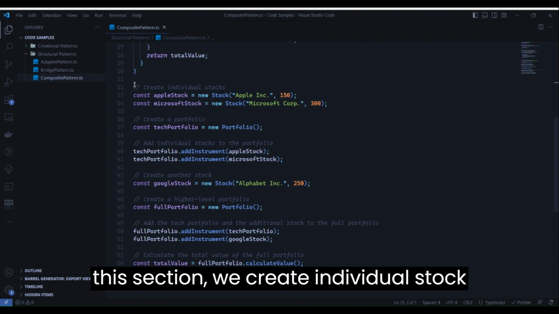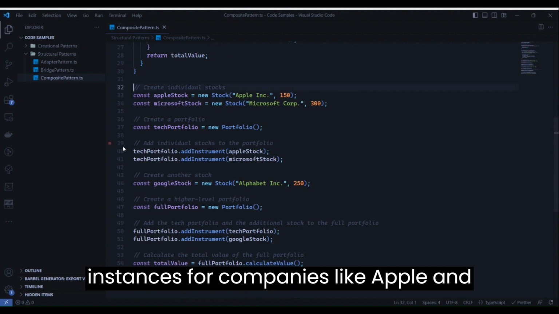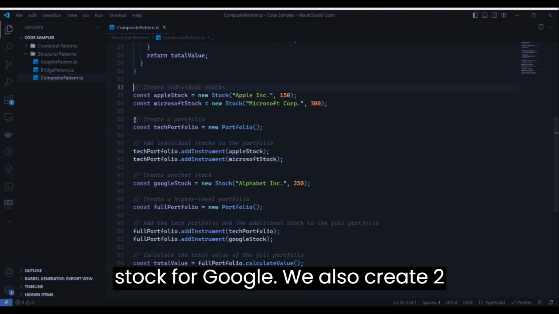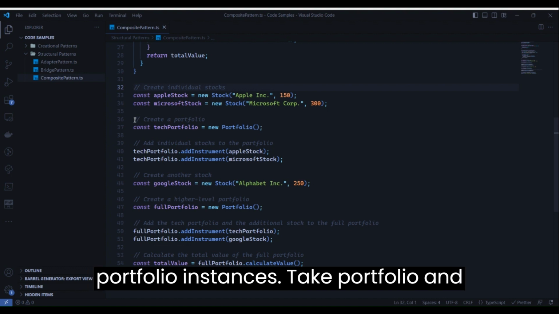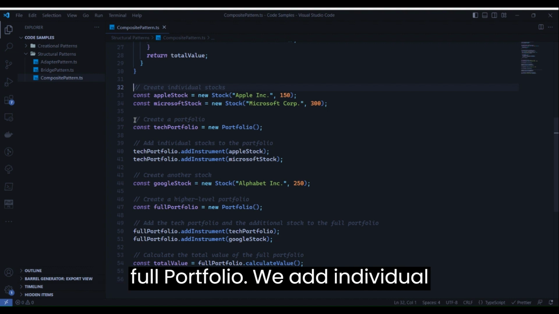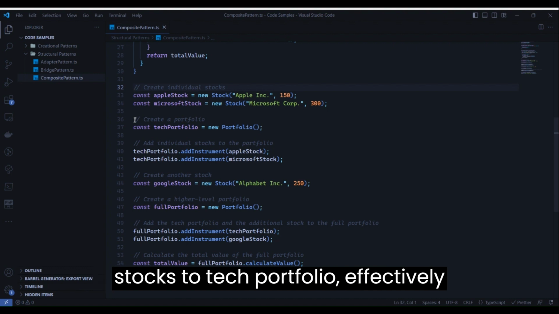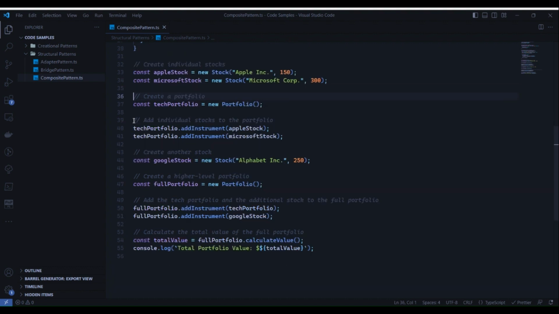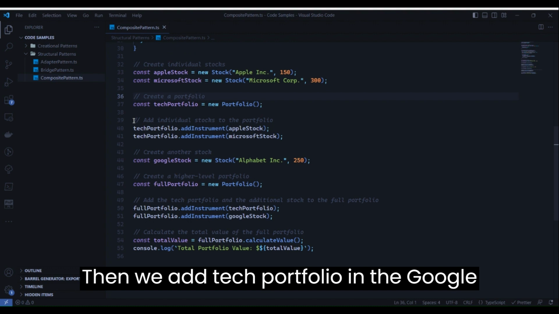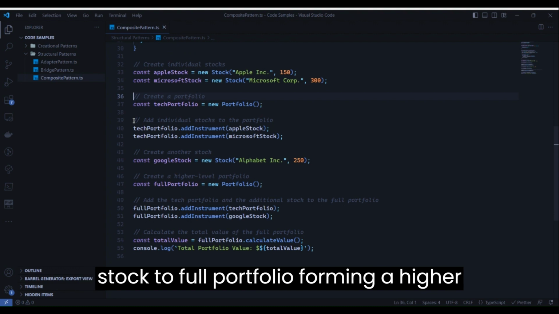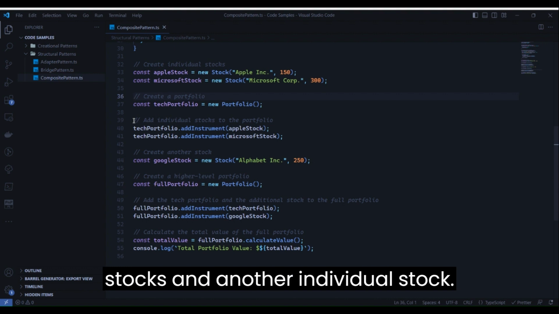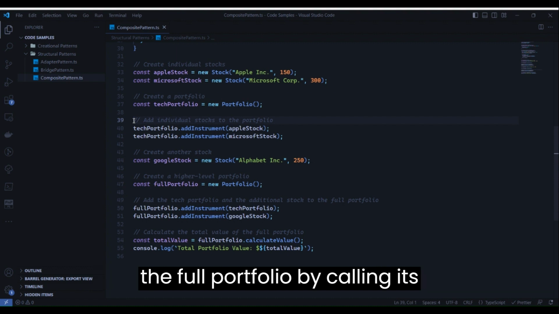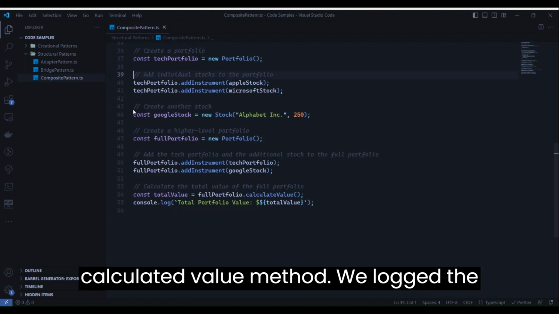In this section, we create individual stock instances for companies like Apple and Microsoft, as well as another individual stock for Google. We also create two portfolio instances, Tech Portfolio and Full Portfolio. We add individual stocks to Tech Portfolio, effectively creating a portfolio of tech stocks. Then, we add Tech Portfolio and the Google stock to Full Portfolio, forming a higher-level portfolio containing both tech stocks and another individual stock. Finally, we calculate the total value of the full portfolio by calling its calculateValue method.